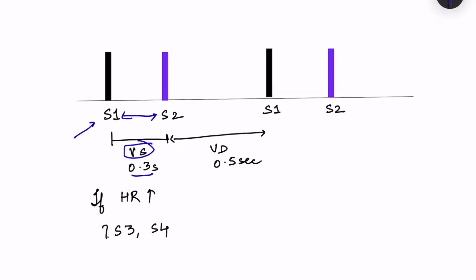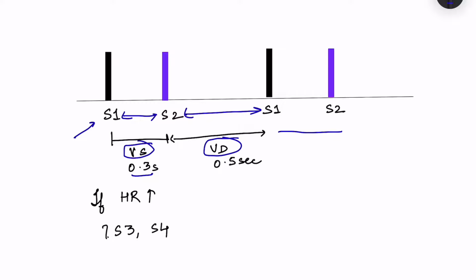Ventricle has just started relaxing. So between S2 and S1 there is ventricular diastole. Okay, and then we are having the next cycle of the heart starting. So between S1 and S2 there is ventricular systole. Between S2 and S1 we have ventricular diastole.